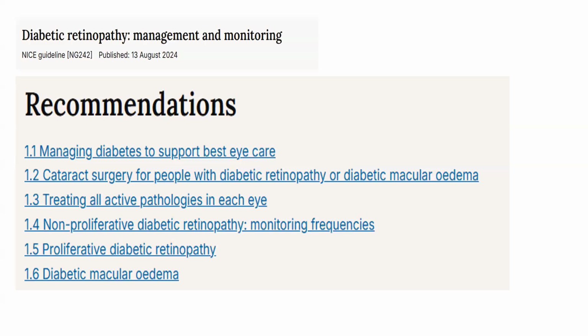So we'll be going through each of these sections via case-based approaches, and we'll try to deal with different case scenarios which will implement these guidelines so that you can better understand it.